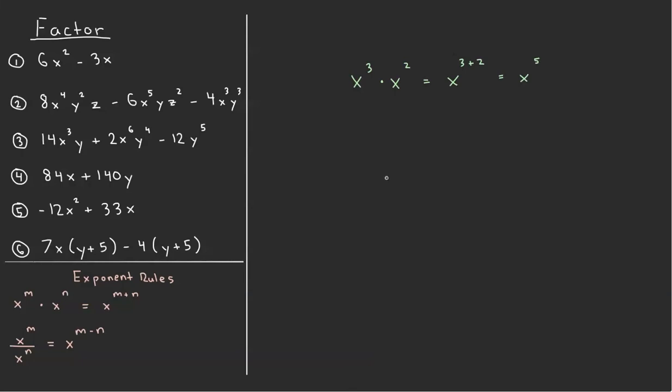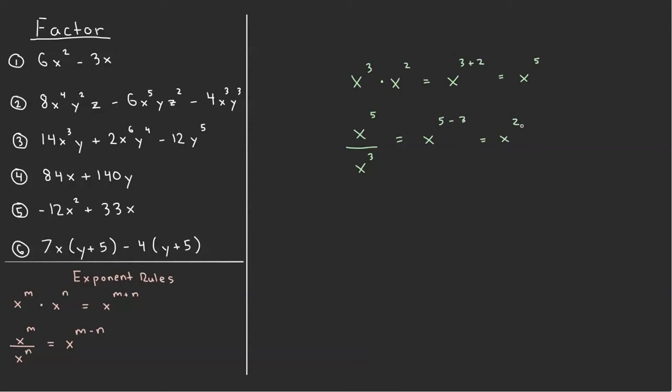The second rule we want to keep in mind is x to the m divided by x to the n equals x to the m minus n. So the top power minus the bottom power. Okay, so for example, if we had x to the 5th power divided by x to the 3rd power, we should get x to the top power minus the bottom power. So we should get x squared for our answer there.